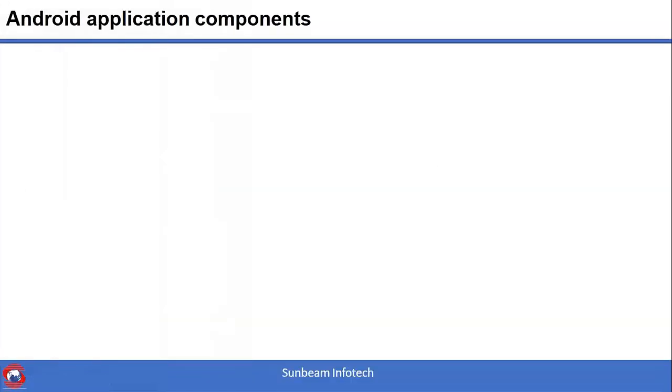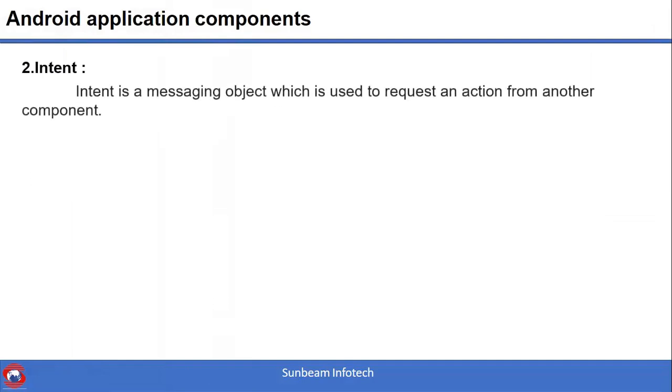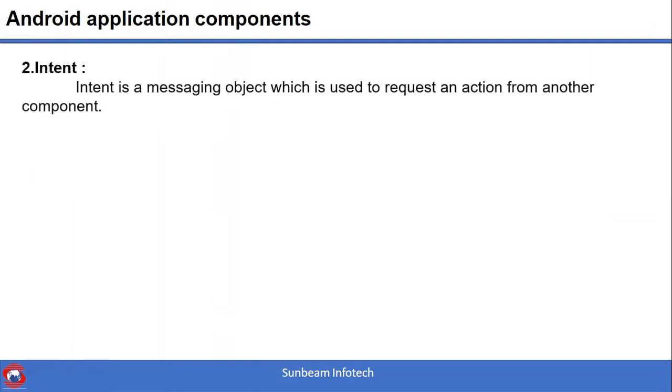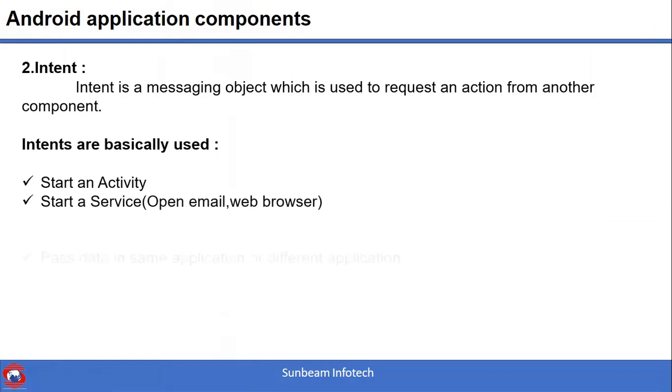Now, the next component is intent. So, what is an intent? An intent is a messaging object which is used to request an action from another component. That means an intent facilitates communication between different components. Intents are basically used to start an activity, start a service, and pass data in the same application or a different application.